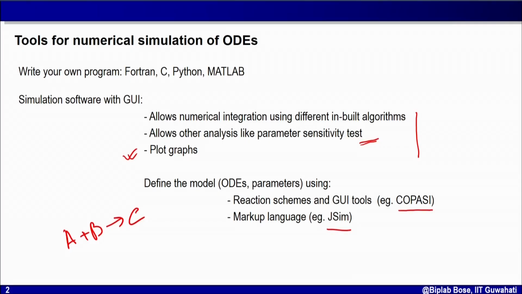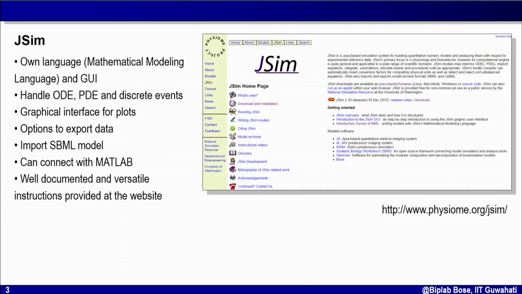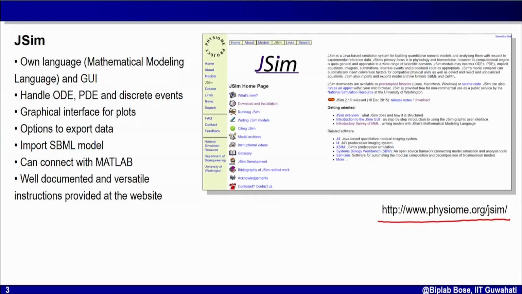With this, let us start and look into the different aspects of JSim, a Java-based simulation software that we will use for our work. JSim is freely available. You can download it from the web. The address I have given here is www.physiome.org/jsim. As I have said, JSim is a GUI-based software, but it requires you to write down the model in its own language. This language is called the mathematical modeling language.